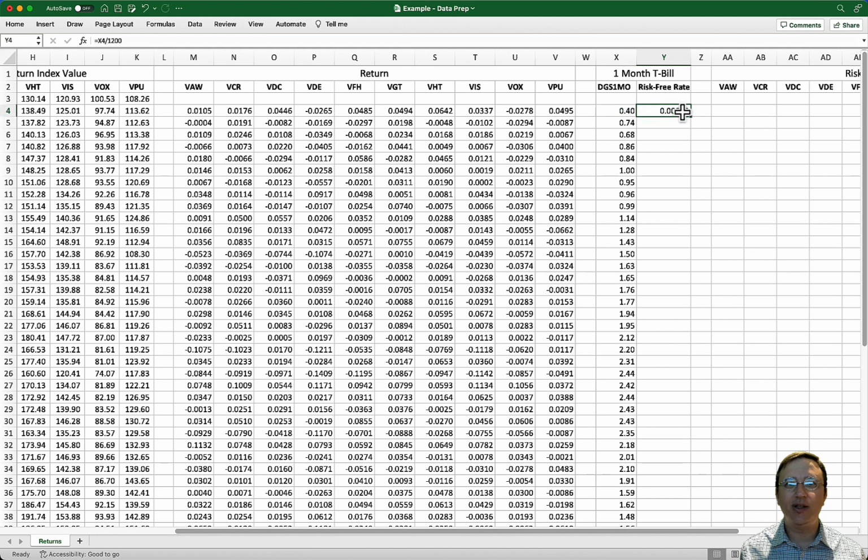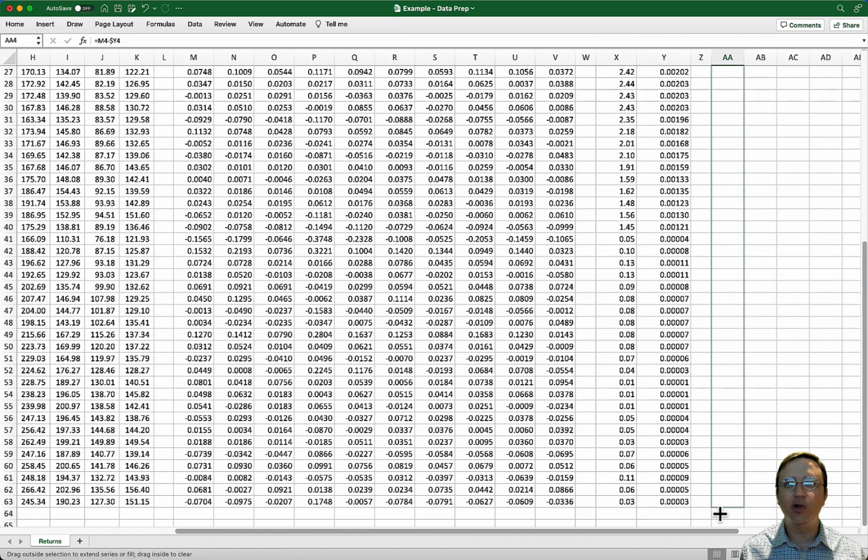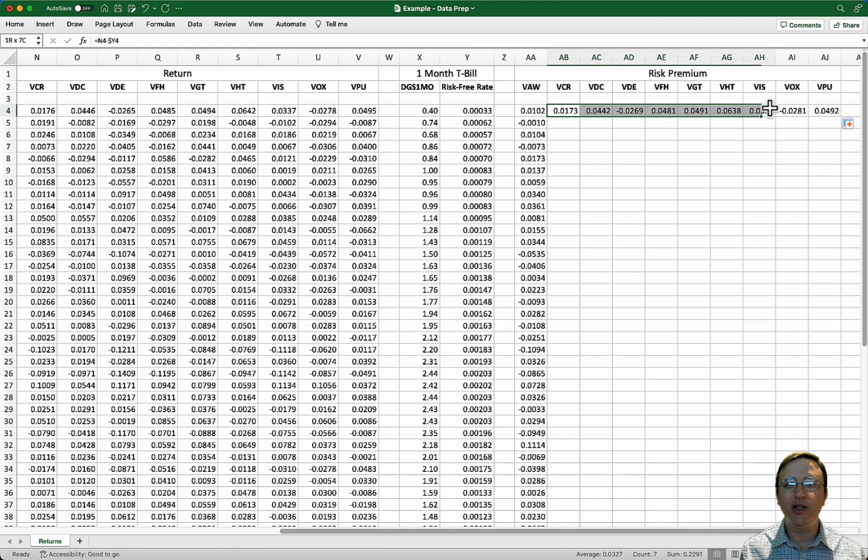Finally, we will calculate the time series of risk premia for each asset. Take the monthly return and subtract the monthly risk-free rate. It is important to match the time period of the risky asset return and the risk-free rate. If we had daily returns, we would need a time series of the daily risk-free rate.